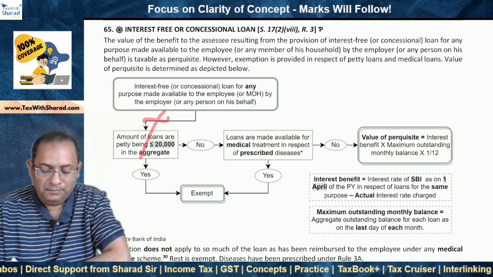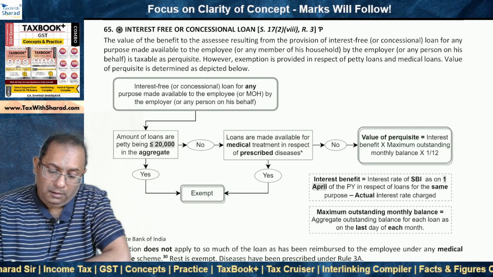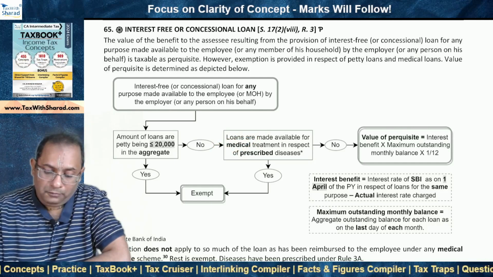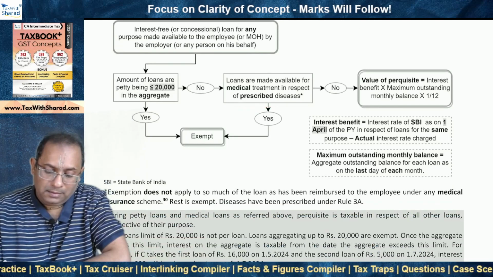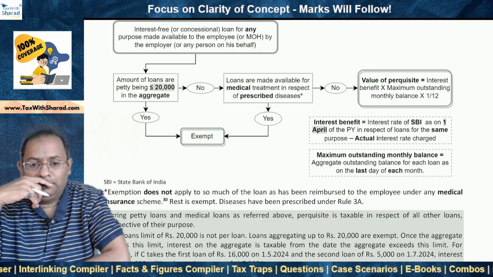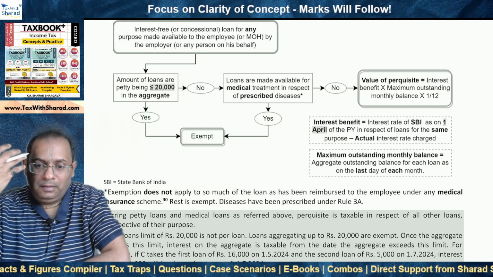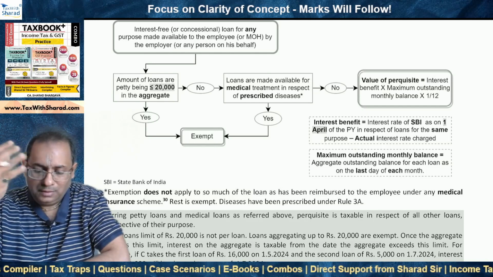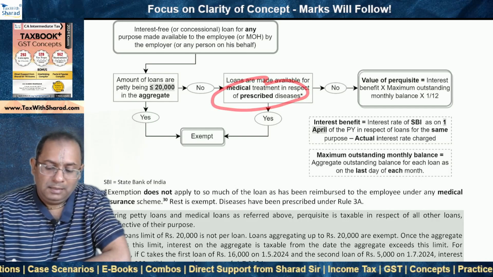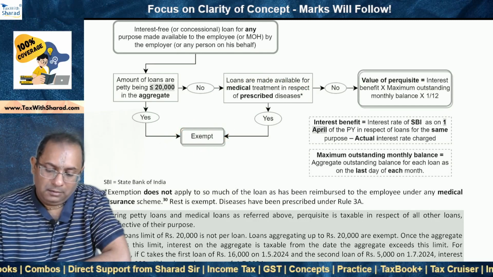But if this is not the case, then you need to find out whether the loan has been made available for medical treatment, but medical treatment of not any and every disease, only for prescribed diseases. And these diseases, a list has been specifically prescribed under Rule 3A. Basically, the list refers to diseases which are very critical in nature. For example, cancer, tuberculosis, and diseases like that. So if the loan is made available for medical treatment of prescribed diseases, even then the perquisite remains exempt and there is nothing which will be taxable on this count.